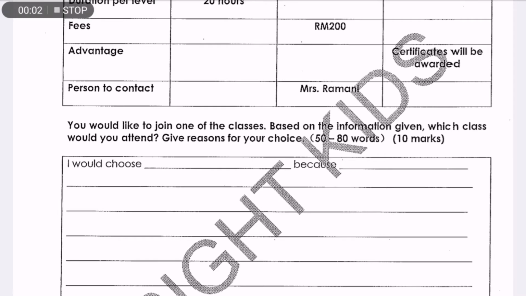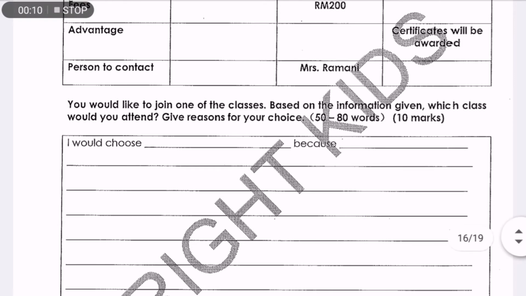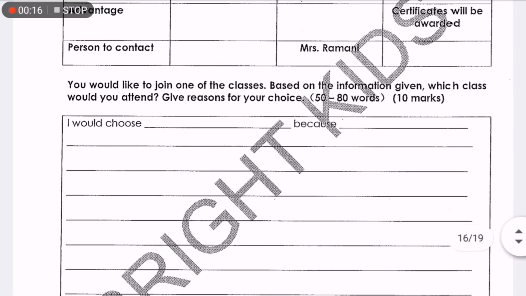Now let's take a look at paper 2 section B question. You would like to join one of the classes. Based on the information given, which class would you attend? Give reasons for your choice. 50 to 80 words. Now this is an opinion based question. You need to give your opinion.